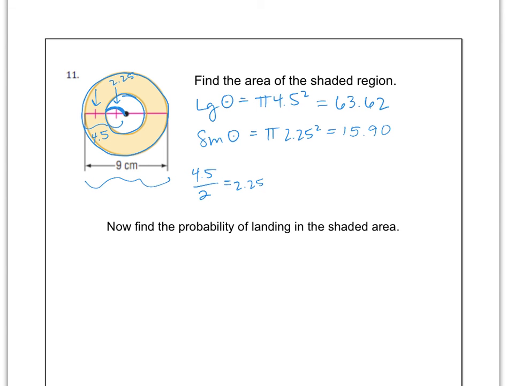15.90. And to get the area of the shaded region now, we're going to subtract that donut hole out. So we're going to do 63.62 minus 15.90. The answer is 47.72, and that's centimeters squared. So that's the area of the shaded donut.